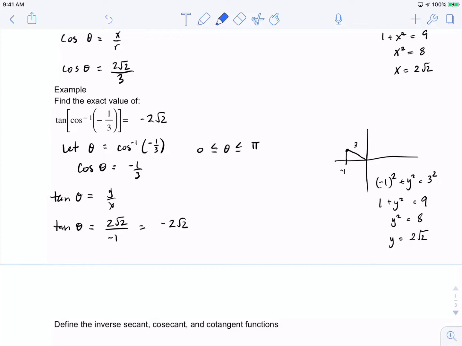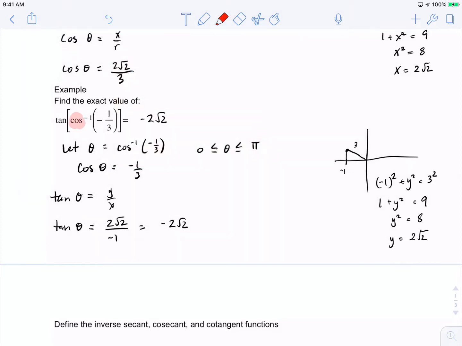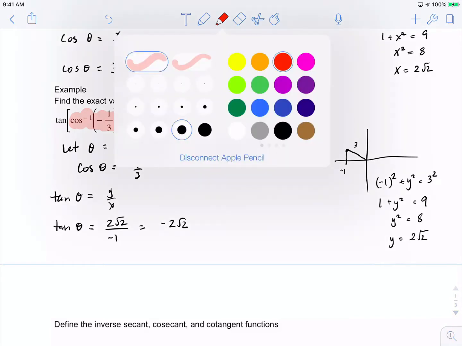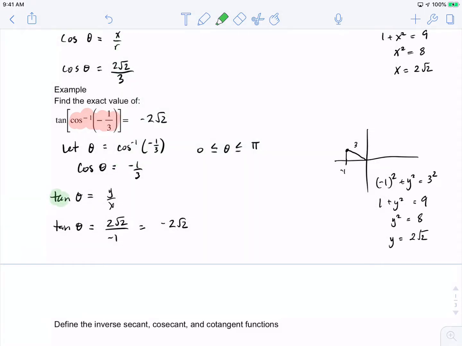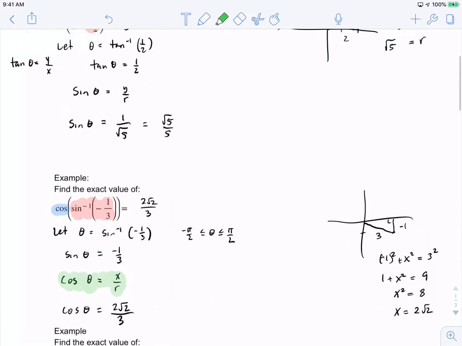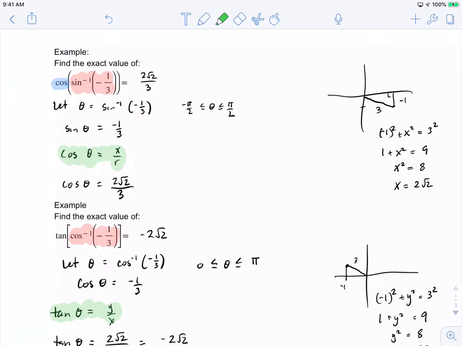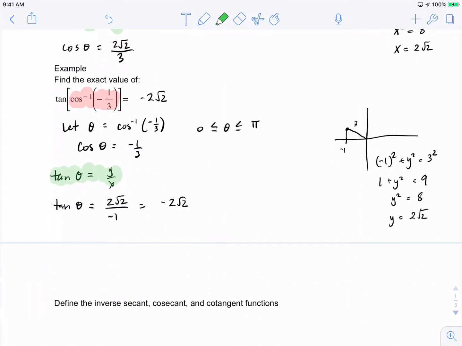So the whole trick to these problems is finding substitutions for the inside piece by developing triangles. It's critical that for all of these, you have these memorized: sine is y over r, cosine is x over r, and tangent is y over x. Okay.